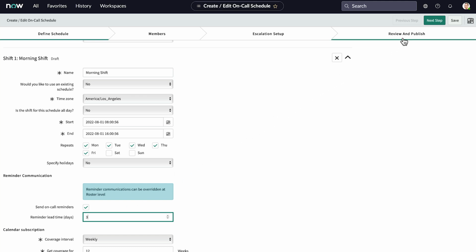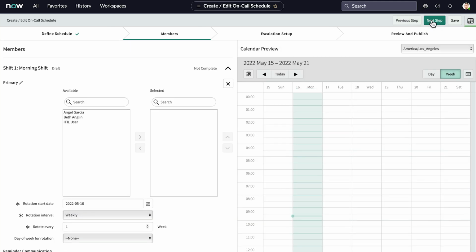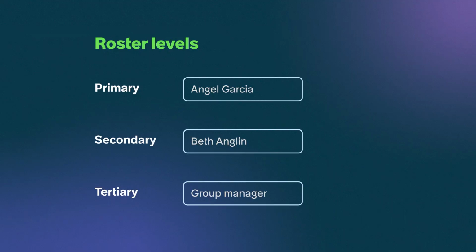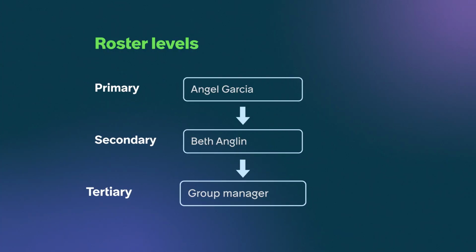We can now set up rosters for this schedule. But first, let's understand some key concepts about rosters and roster rotation. A roster is a set of members on call for a shift. Usually, there are multiple rosters for a shift, one for each escalation level. So, for 3 escalation levels, we can have a primary roster, a secondary, and a tertiary.